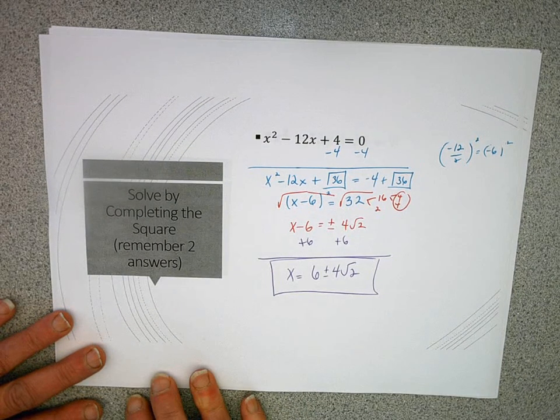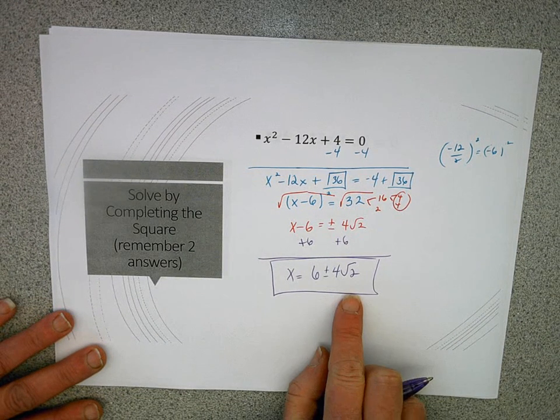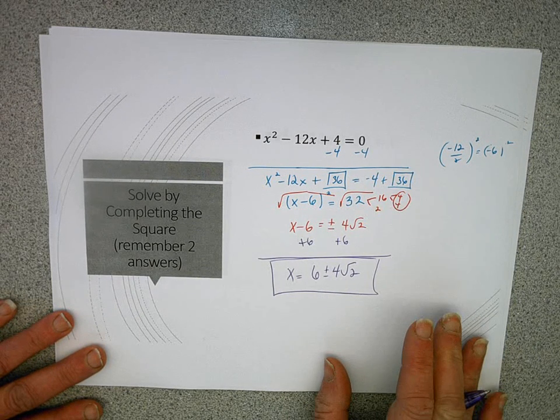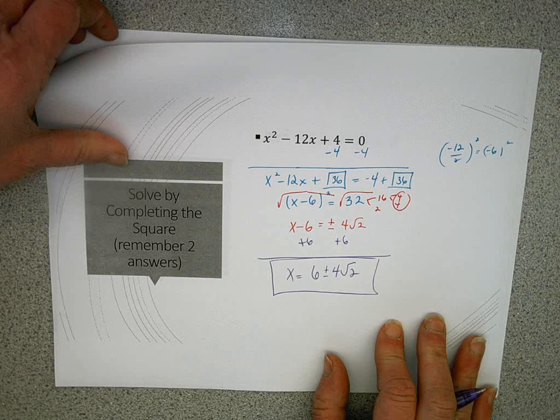Don't have to change it into decimal. I don't want you to change it into decimal. The only time I'd have you change this into decimal is if it was a word problem or we actually needed to find the exact x-intercepts and we needed a decimal to graph it. Okay, let's try another one.